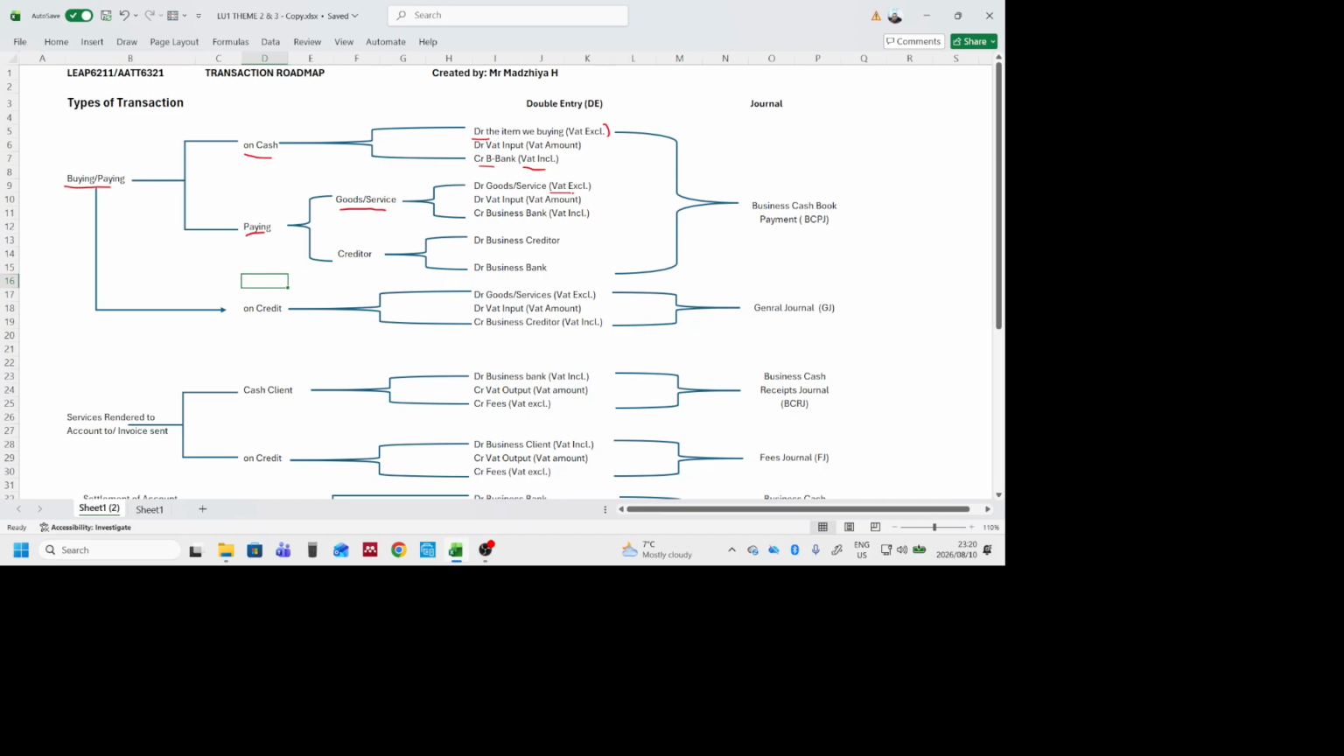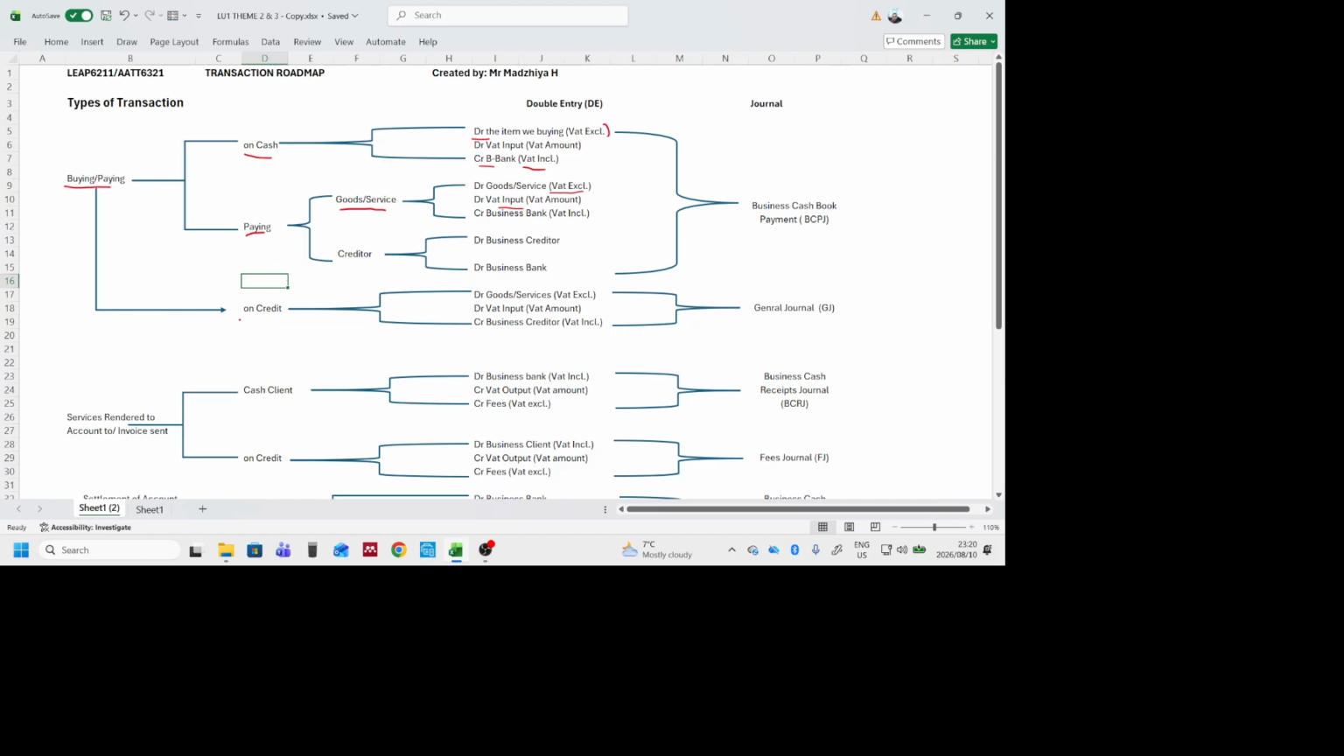Because we are registered as a VAT vendor, the service that we pay or receive in the business will be recorded at a VAT exclusive amount, because the VAT that we are charged will be classified as VAT input, which you're then able to claim back from SARS. So when we record such a transaction, we debit the item or the service that we receive, we debit the VAT input, and then we credit the business bank with the VAT inclusive amount to indicate the total amount paid over to the service provider.